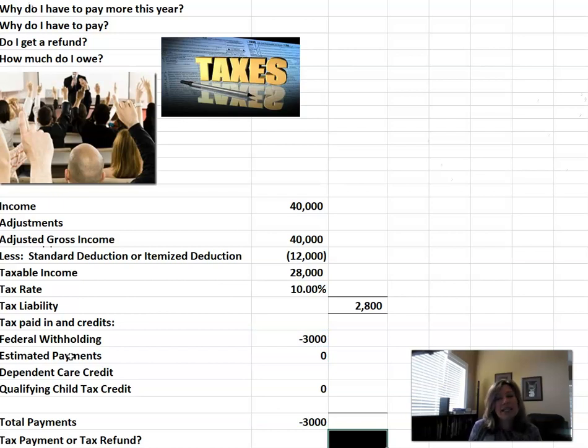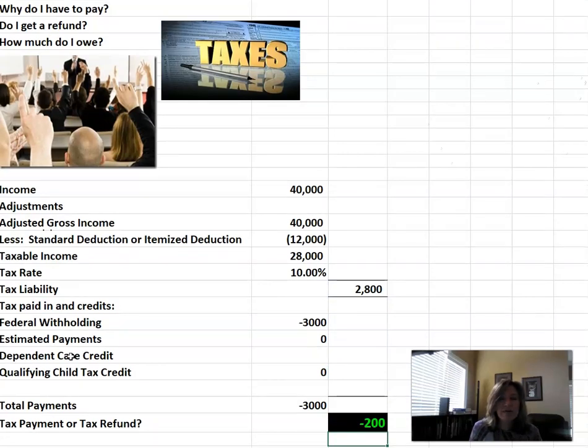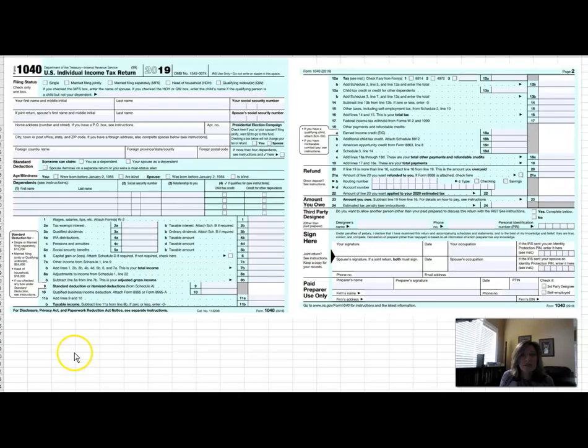So take a look. Our total tax liability was $2,800. We paid in $3,000. So it looks like we are due a refund in this example. We would have a $200 refund. Now let's change the scenario a little bit. Let's say that we only withheld $1,000. In that case, we would owe $1,800. So to answer the question, why do I have to pay? You have to pay because the amount that you withheld and all of your credits was less than your total tax liability.